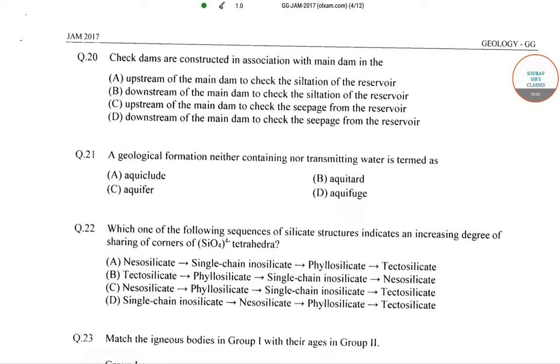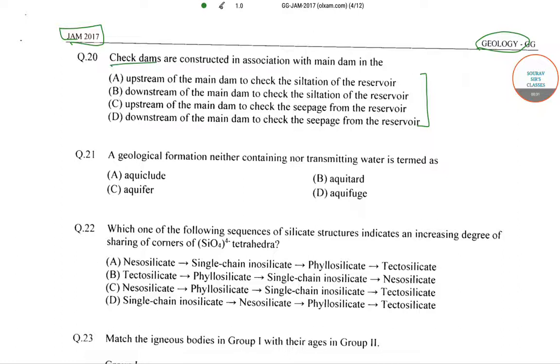In this video, I will be solving some of the geology questions from JAM 2017. Now, in the previous video, I have already solved up to question number 19. So, I will start this video with question number 20 here. It is given that check dams are constructed associated with the main dams, then four statements are given, and we have to say which of the following statements is true.